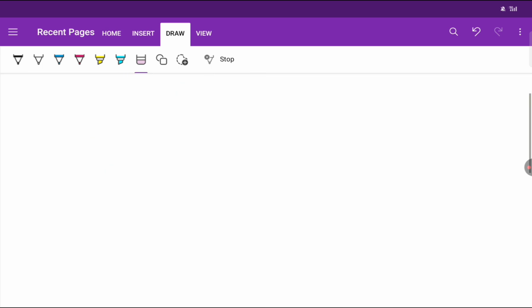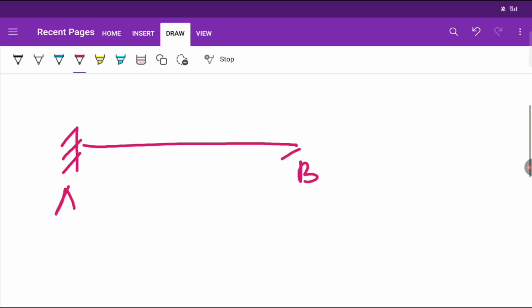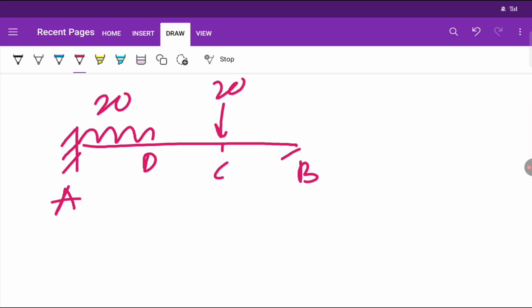Now we will take an example. This is B, this is A, this is D, this is C. Here it is 20 Newton, and here there is a UDL of 10 Newton.